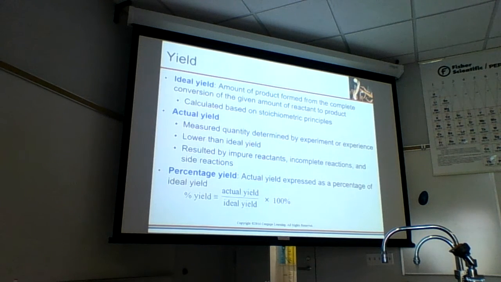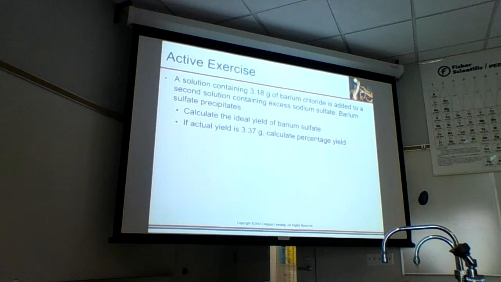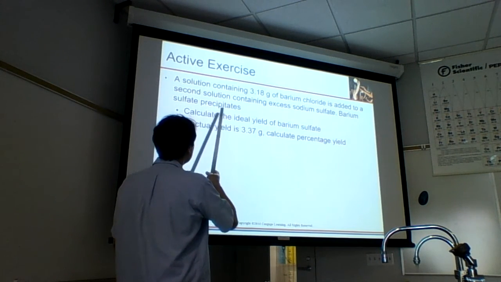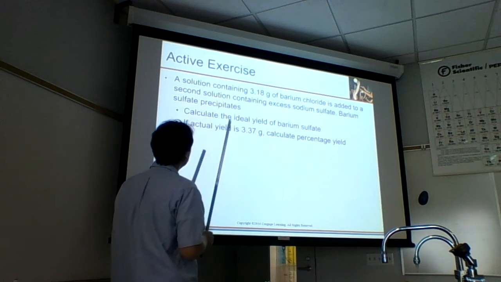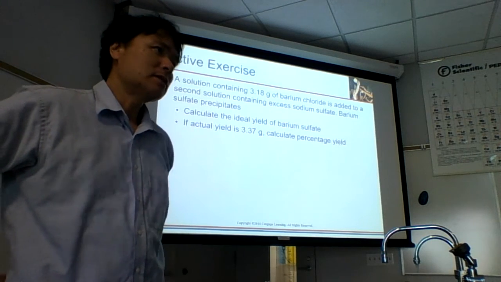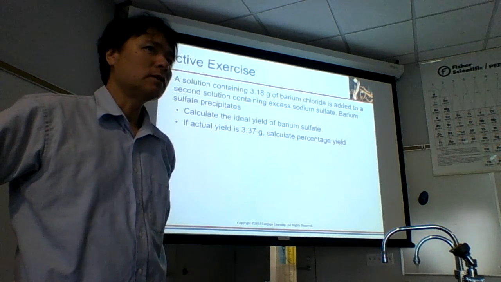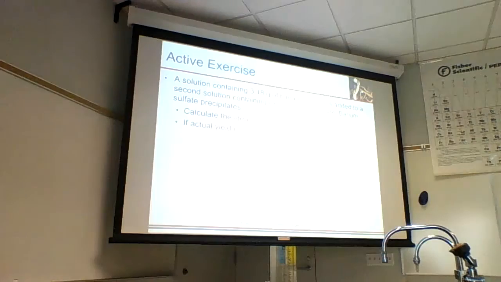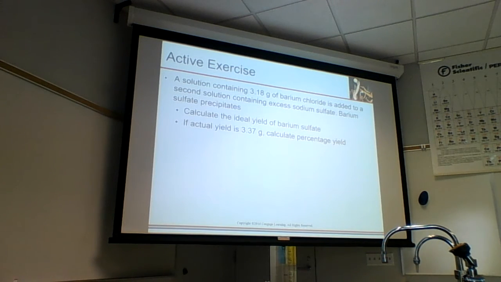All right, so let's take a look at the problem here. A solution containing 3.18 grams of barium chloride is added to a second solution containing excess sodium sulfate. Okay, in my problems on the test, I'm not going to tell you what forms. This is like a metathesis reaction. You should be able to figure it out. So on this, I don't like the fact that they tell you what the answer is after we've gone through and learned double replacement reactions and whatnot.